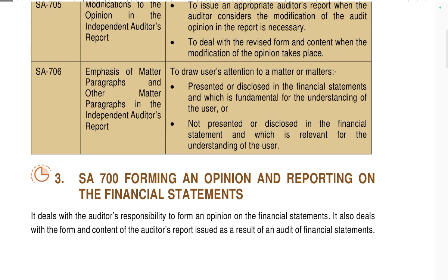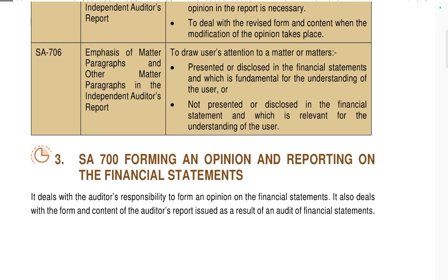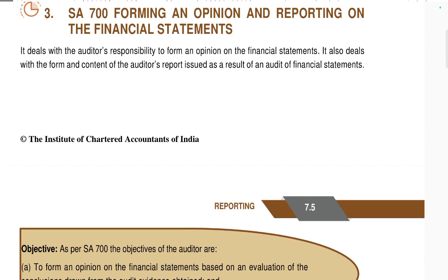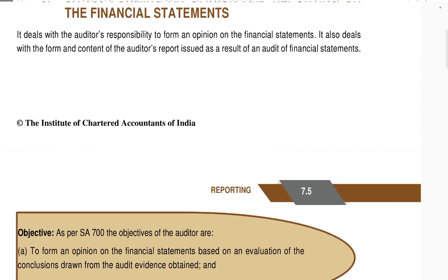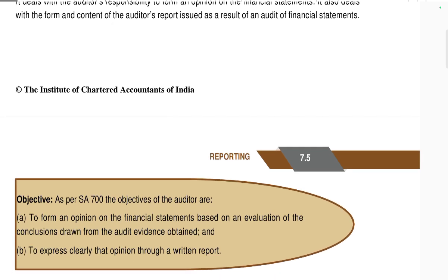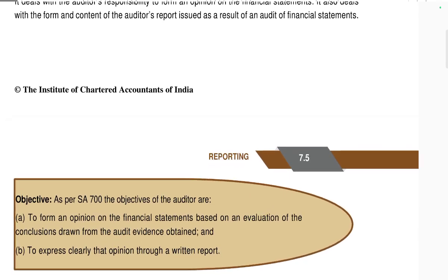An emphasis of matter paragraph draws attention to a matter presented or disclosed in the financial statements which is fundamental to the user's understanding. An other matter paragraph refers to a matter not presented or disclosed in the financial statements which is relevant to the user's understanding. SA 700 on forming an opinion and reporting on financial statements deals with the auditor's responsibility to form an opinion on the financial statements, and with the form and content of the auditor's report issued as a result of the audit.